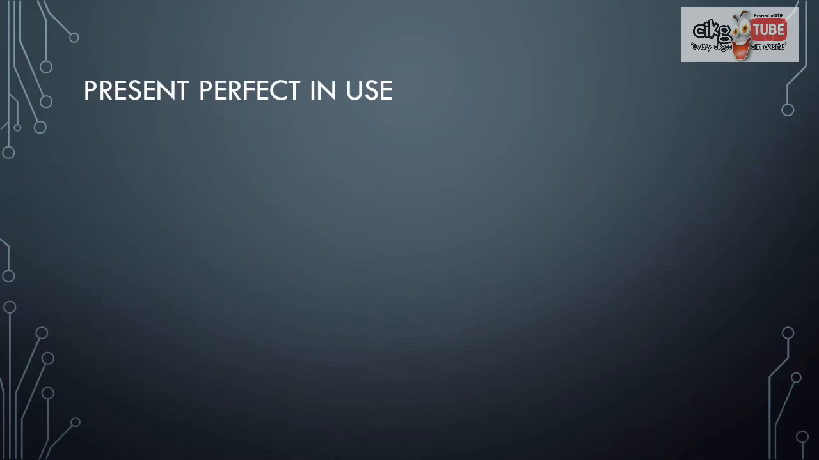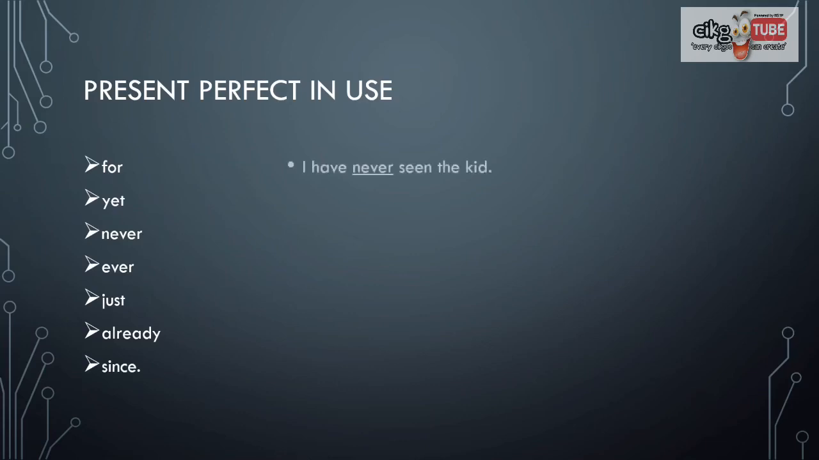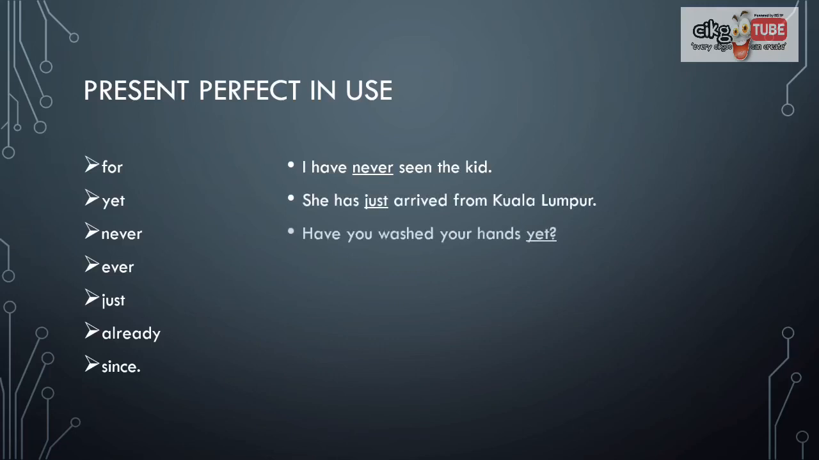We also use the present perfect tense when the following words are in a sentence: for, yet, never, ever, just, already, and since. Here are some examples. I have never seen the kid. She has just arrived from Kuala Lumpur. Have you washed your hands yet?